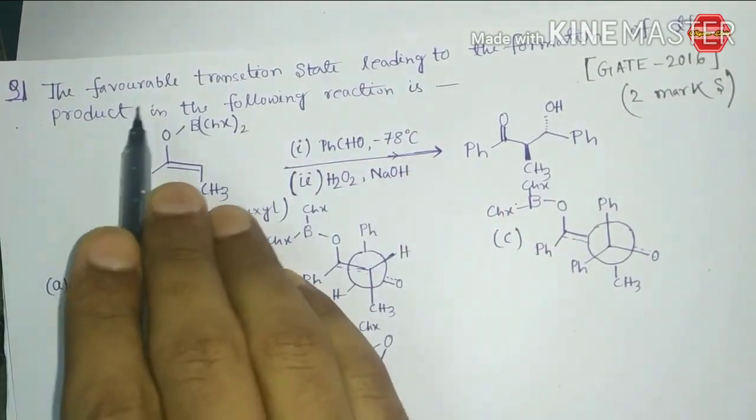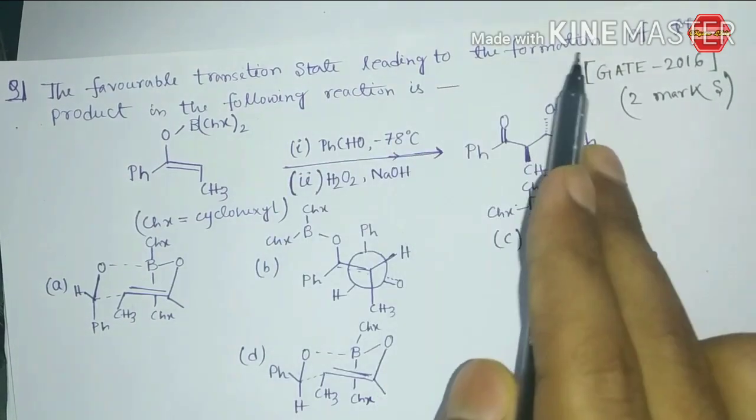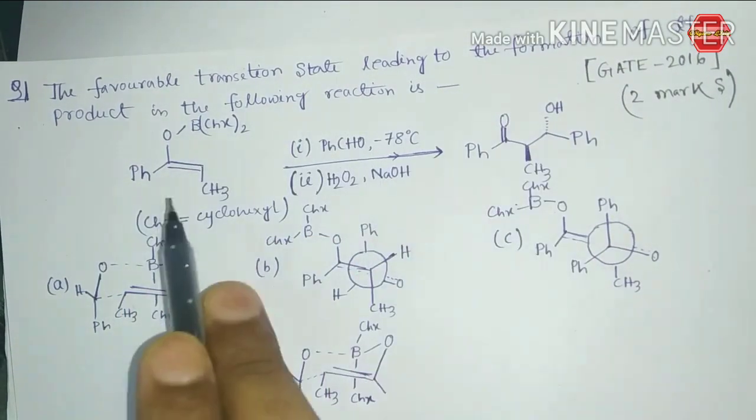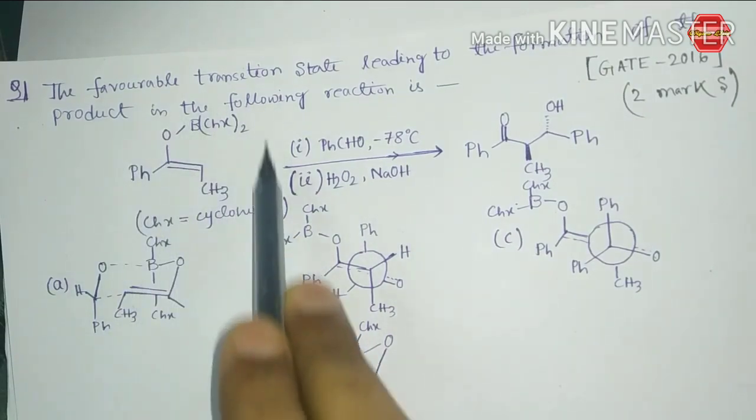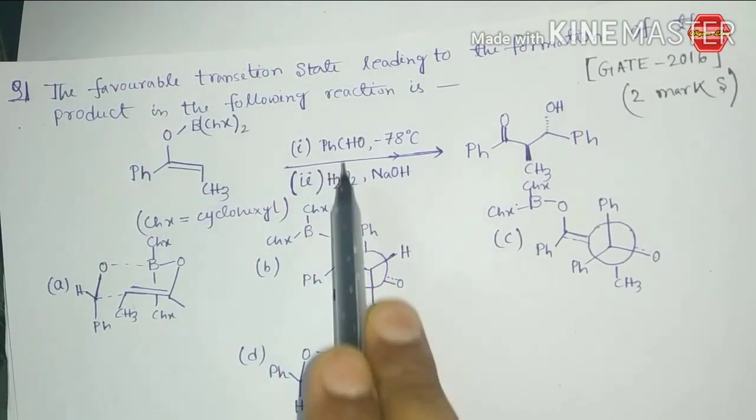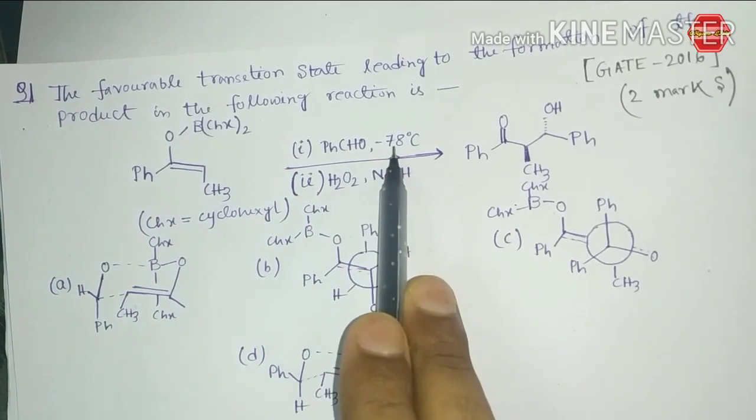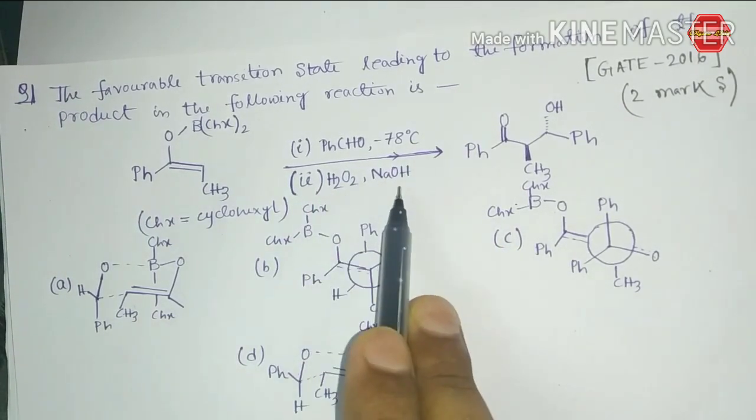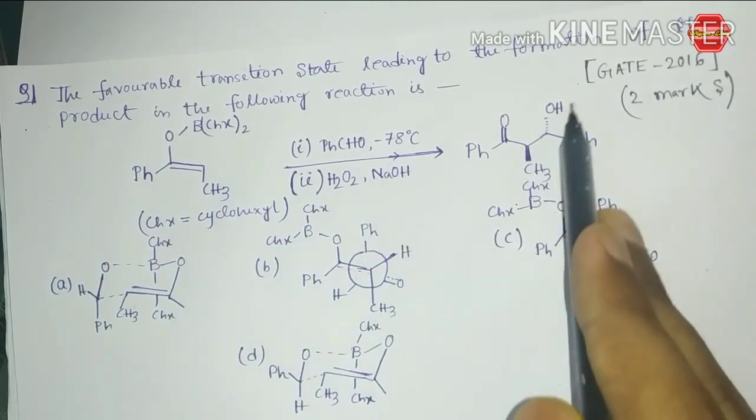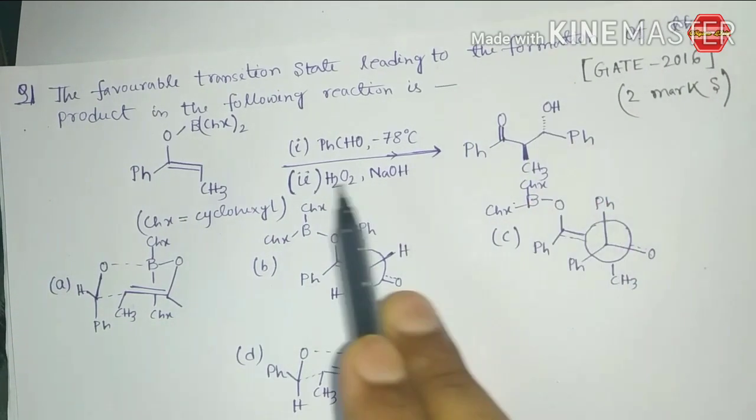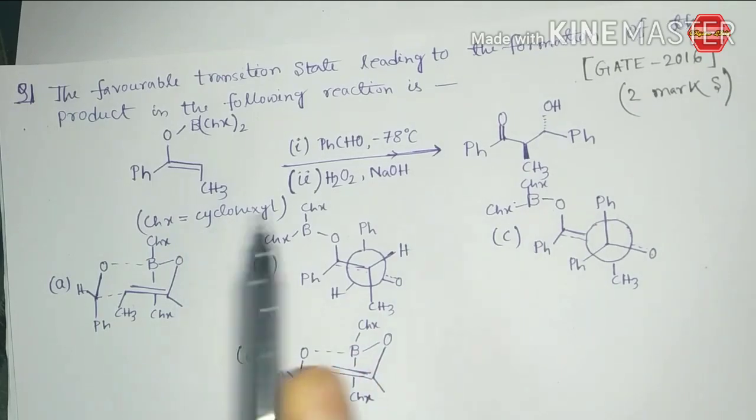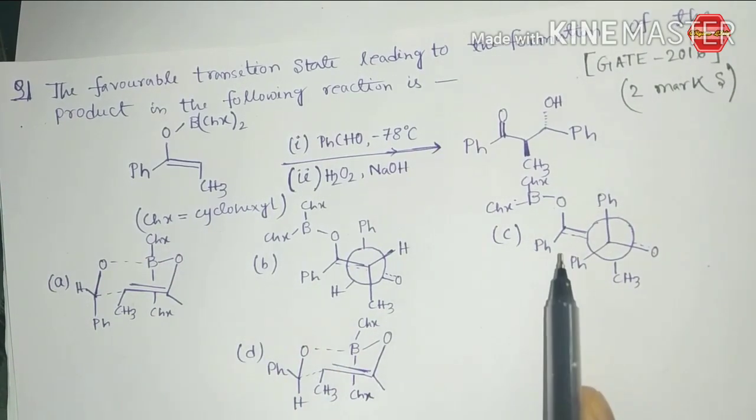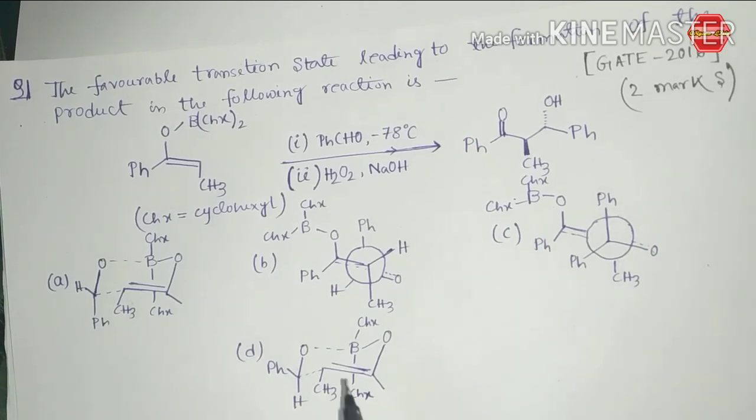The question is: the favorable transition state leading to the formation of the product in the following reaction is. You are given a structure like this, and two reagents, benzaldehyde at minus 78 degree temperature, and in the second step H2O2 and NaOH. You are also given a product. You have to find the favorable transition state. There are four options.